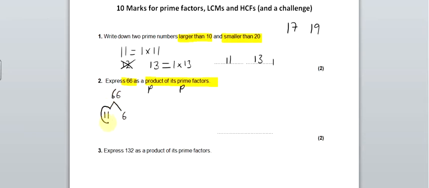And I'm going to draw a circle around the 11 because 11 is a prime number. 6 isn't though. 6 is 2 times 3. So I split the 6 up. 2 is a prime number, and so is 3. So to get my marks, 66 equals 2 times 3 times 11. And there's 2 marks for that.